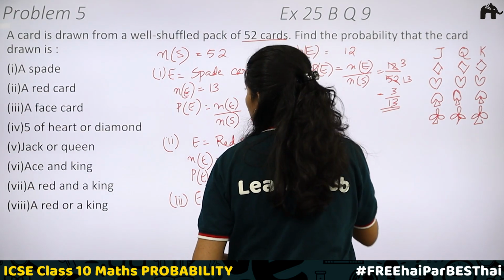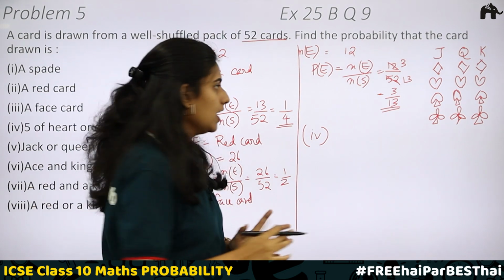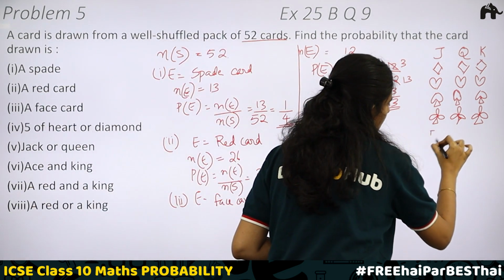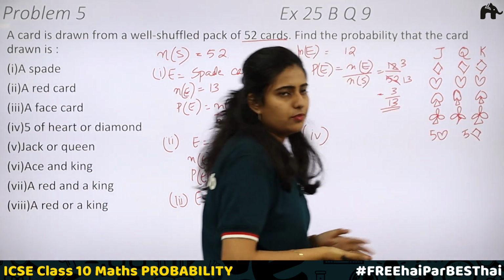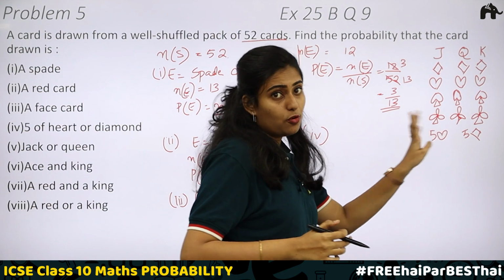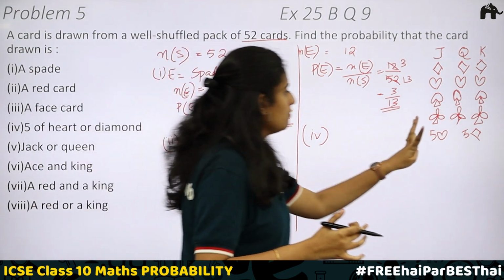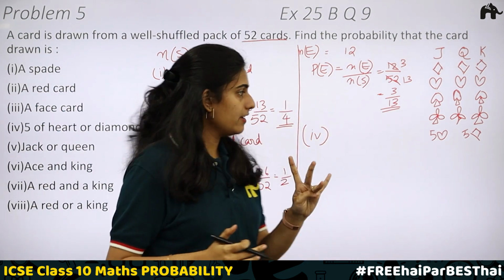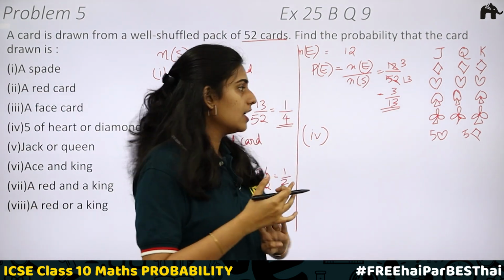Next, the fourth one, 5 of heart or diamond. 5 heart or 5 diamond. In a deck of 52 cards, you will be having four 5 cards. In these four 5 cards, 1 5 card will be heart, 1 5 card will be diamond, 1 will be spade, and the other will be the club.